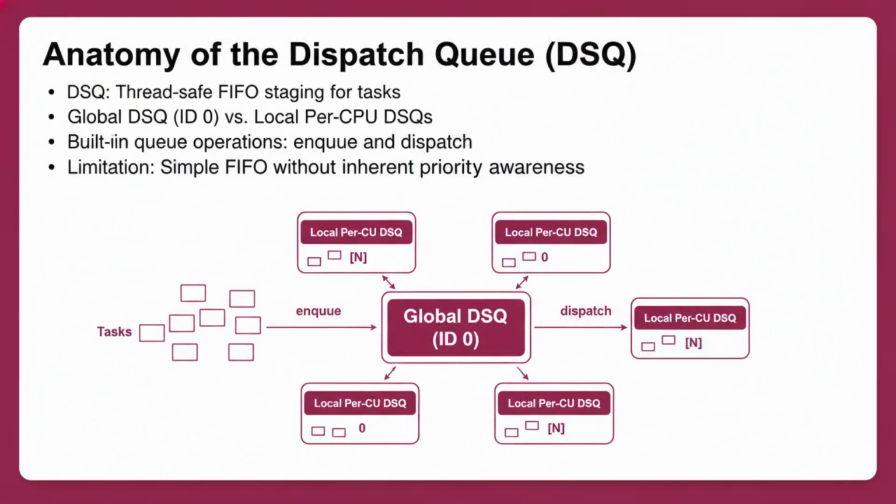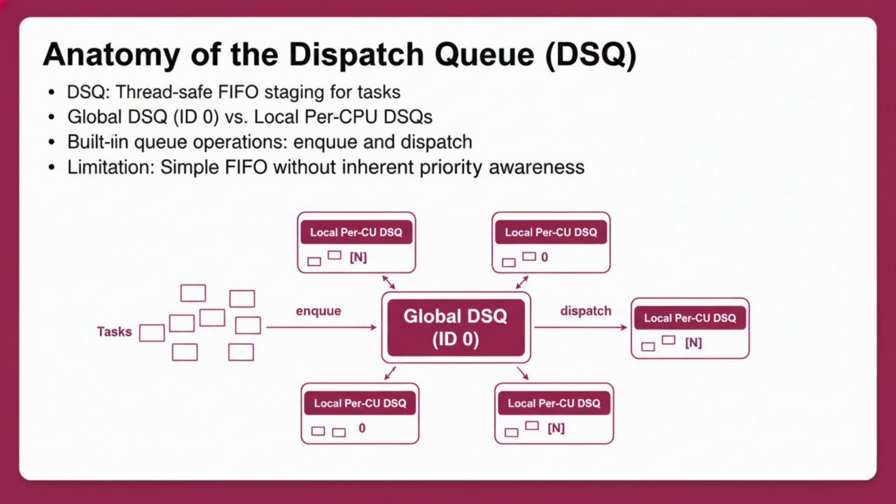To build a custom manager, we must first understand the dispatch queue, or DSQ. In SchedExt, a DSQ is a thread-safe FIFO queue where tasks wait to be picked up by a CPU. By default, every CPU has a local DSQ, and there is one global DSQ, ID 0. When a task is ready to run, the BPF scheduler chooses a DSQ to place it in. The kernel then pulls tasks from these queues.